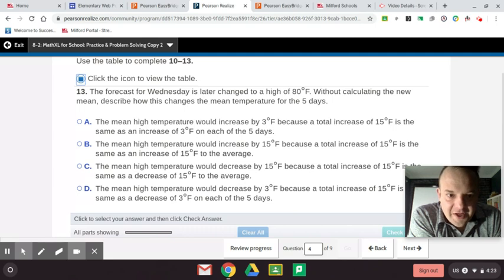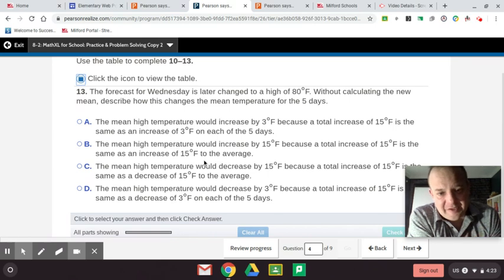Ooh. The mean high temperature would increase by 15 degrees because a total increase of 15 degrees is the same as an increase of 15 degrees to the average. So that's definitely not it. Just because one of them increased by 15 degrees doesn't mean the mean would increase by 15. It might be the first one, actually. The mean high temperature would decrease by 15. No, it would not decrease. The mean high temperature would decrease. No. Okay, so I kind of get this one now.